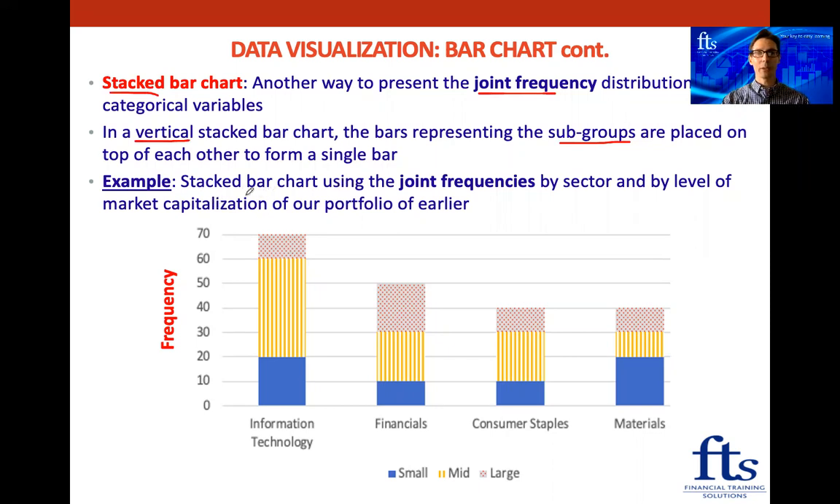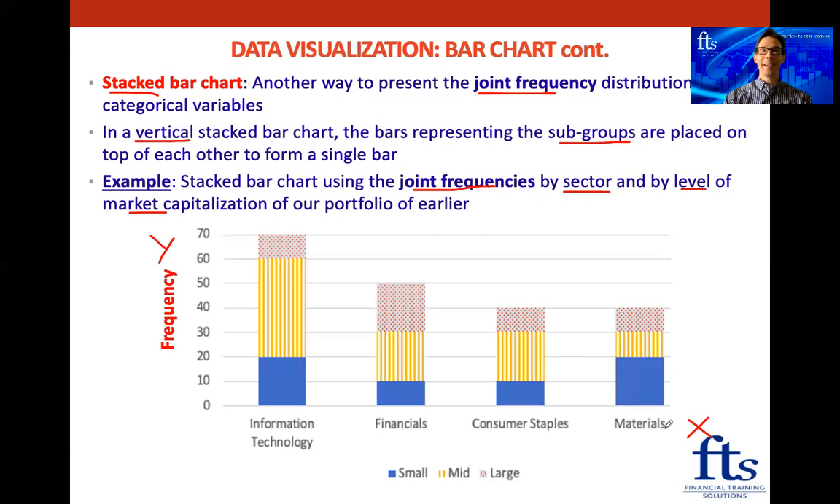If we do our example here, we're using the joint frequencies again, by our sector. Our sectors are here, the IT, the financials, consumer staples, and retail, and also by the level of market cap. So we've got the small, the mid, and the large caps. Now we can see what we've got. In a vertical stacked bar chart, we've got the frequency on the y-axis, the vertical axis, and then on the x-axis, the horizontal axis over here, we have our sectors.